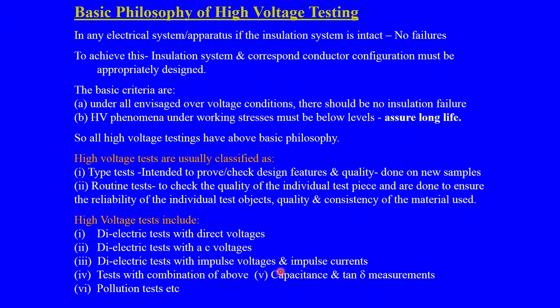Both voltage and lightning currents are normally seen, and the insulator has to withstand both the voltage and the surge currents because of the lightning. So, these have to be tested in the laboratory. So, tests with a combination of the above. Apart from individual tests, combinations of tests also have to be carried out, and as discussed, capacitance and tan delta measurements and pollution tests are also essential for better and long life of any insulating equipment.